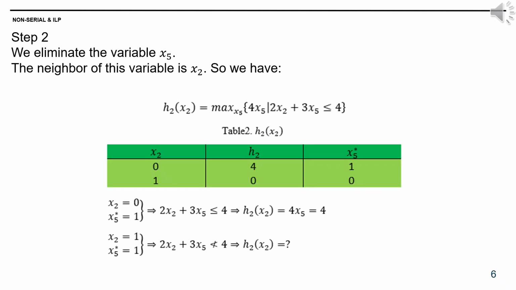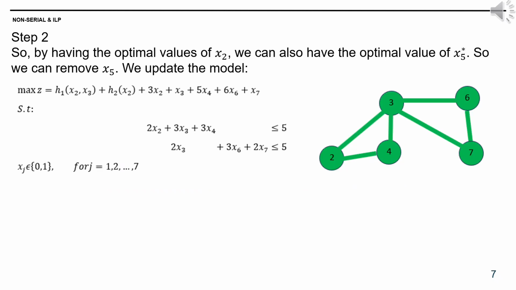In step 2, we proceed just like in the previous step. We choose variable x5 for elimination, and the variable connected to it is x2. Finally, we define function h2 and calculate the necessary values. At the end of step 2, we also update our model and graph.